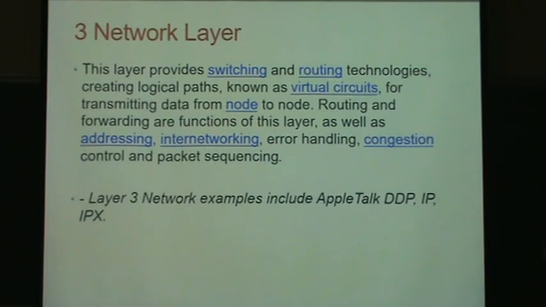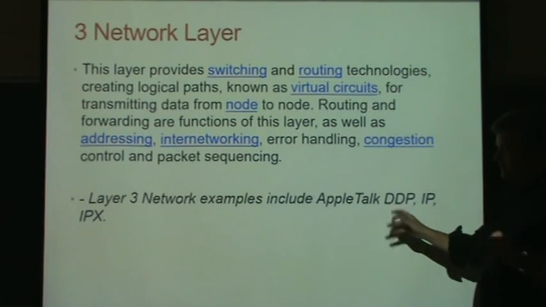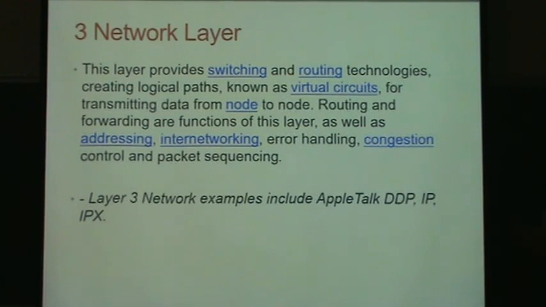Okay, and then the network level, like we said, was the packet level. So this could be the level where we start splitting a message up into small pieces. This layer provides switching and routing technology and creating physical paths and logical paths. So the path from one machine to another machine.